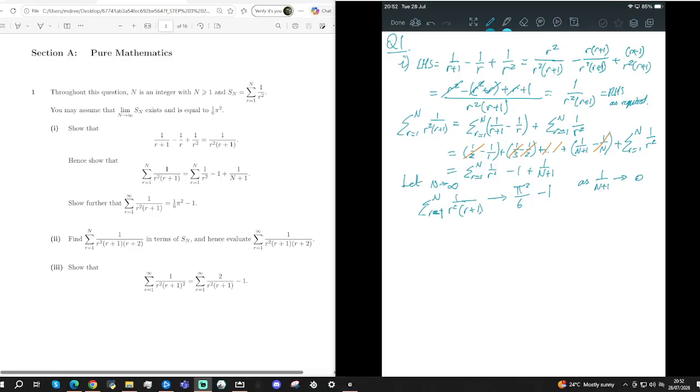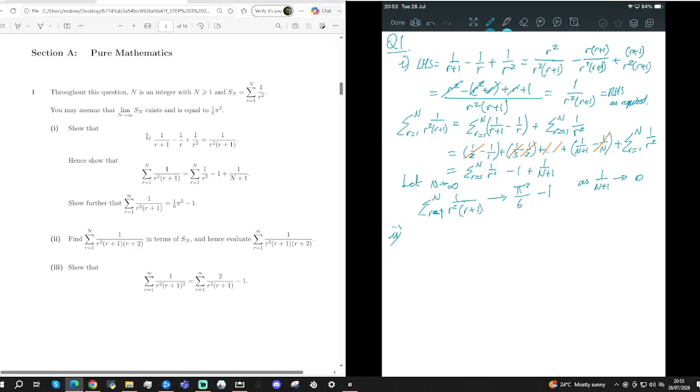Well, that was a very quick first part of the question. Let's see how we can adapt those methods going forward. So now it's asking us to find 1 over r squared, r plus 1, r plus 2. So I could take the result up here and multiply that whole result, or divide that whole result by r plus 2.